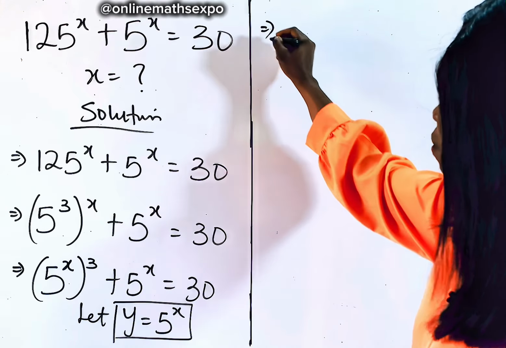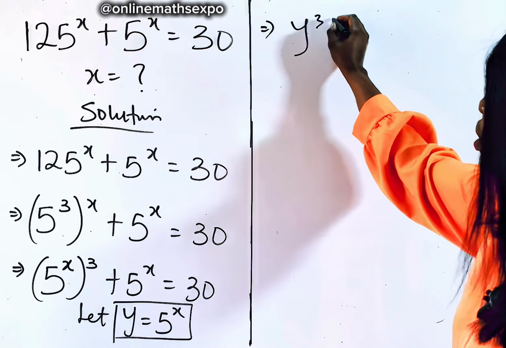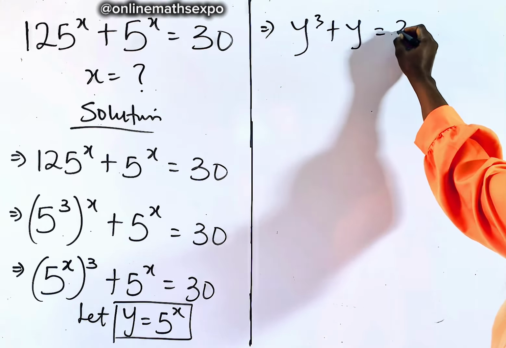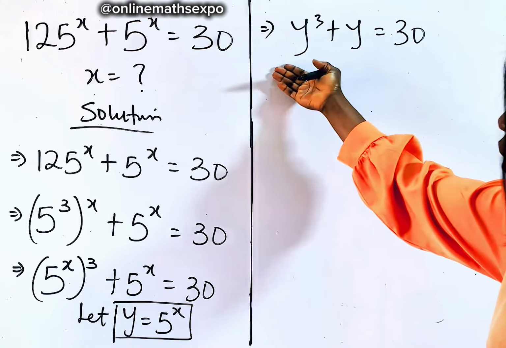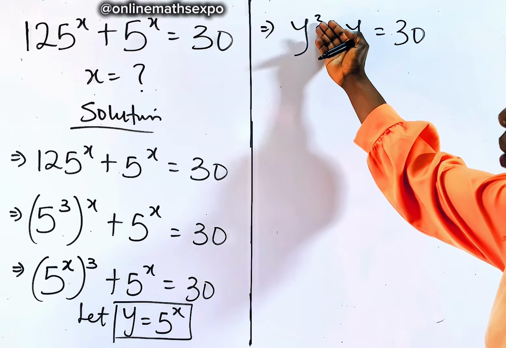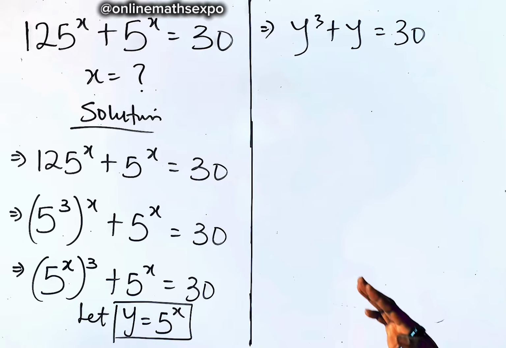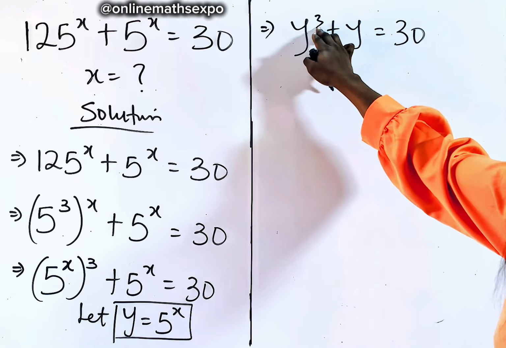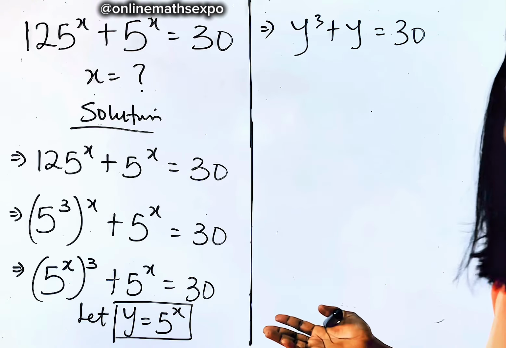So from here, we now have y to the power of 3 plus y is equal to 30. Now, this quickly reminds you of your cubic equation because the highest power of y is 3. Now, what do you do at this point? You are looking at the value of y you will cube and also add the same y to it to give you 30.